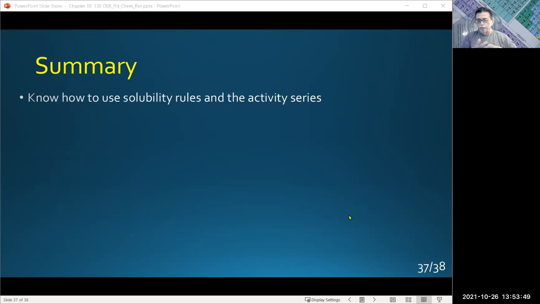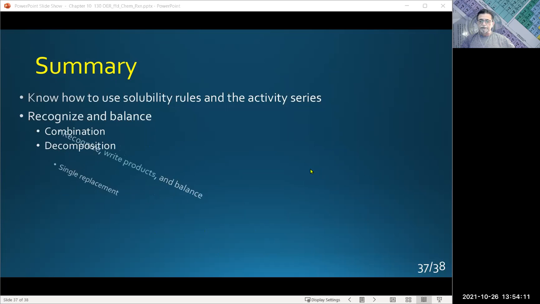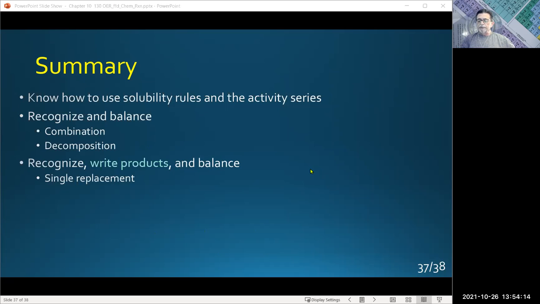Summary: know how to use the solubility rules, know how to use the activity series. Do you have to memorize it? No, of course not. It's on the periodic table. Yes, you're allowed to use the periodic table. Recognize and balance the combination reactions. We talked at length about these, and decomposition reactions. Recognize the products and be able to balance a single replacement reaction, which is governed by the activity series, and then a double replacement reaction, which is governed by the precipitation or the solubility rules.